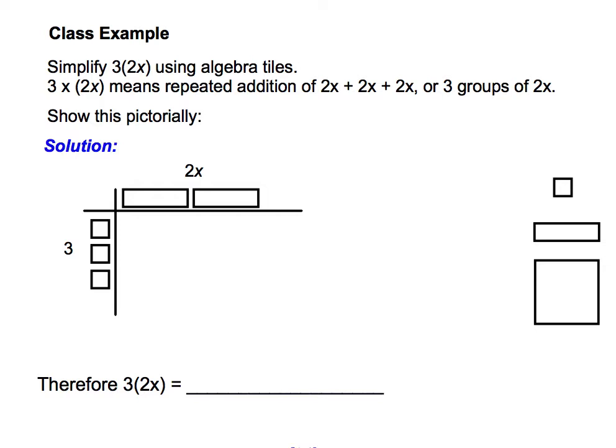So if I have a class example that asks you to simplify 3 times 2x using algebra tiles. Well, 3 times 2x is just repeated addition, 2x plus 2x plus 2x, or 3 groups of 2x. So if I want to show this pictorially, I'm going to put 3 of my unit tiles here and 2 of my x tiles here.